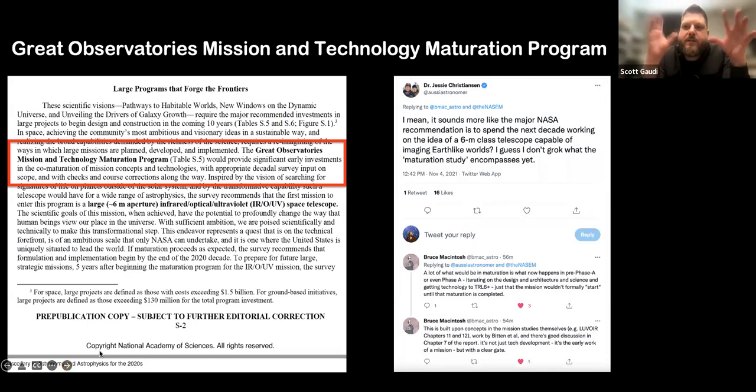And so this priority has been a little confusing to some of the people in the community, just because it's not a mission per se. It's a mission technology and science development program, but once you understand the reasons behind it, it makes a lot of sense that this was the main priority.